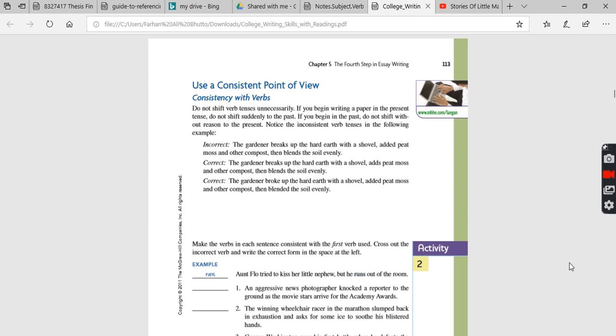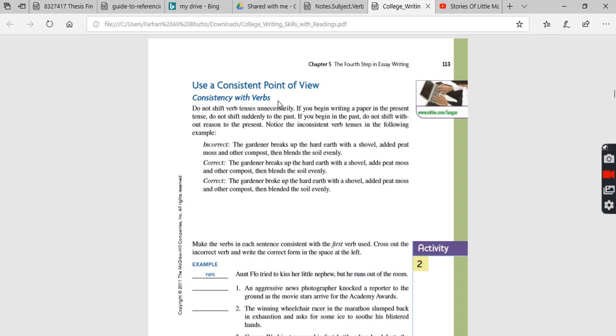So today we are going to discuss the second topic of this week, which is use a consistent point of view. When I say use a consistent point of view, what I mean to say is you should be using your verbs and your pronouns consistently. So we'll be talking about two things. We'll be talking about consistency with verbs and we'll be talking about consistency with pronouns.